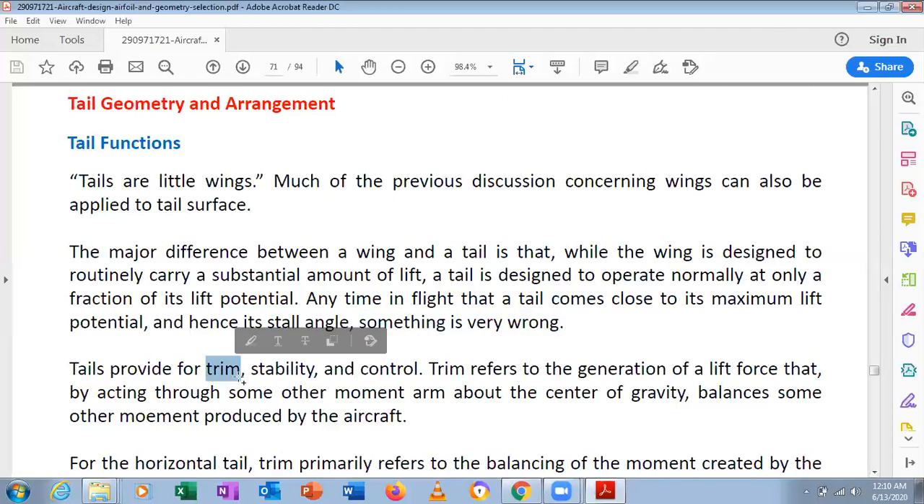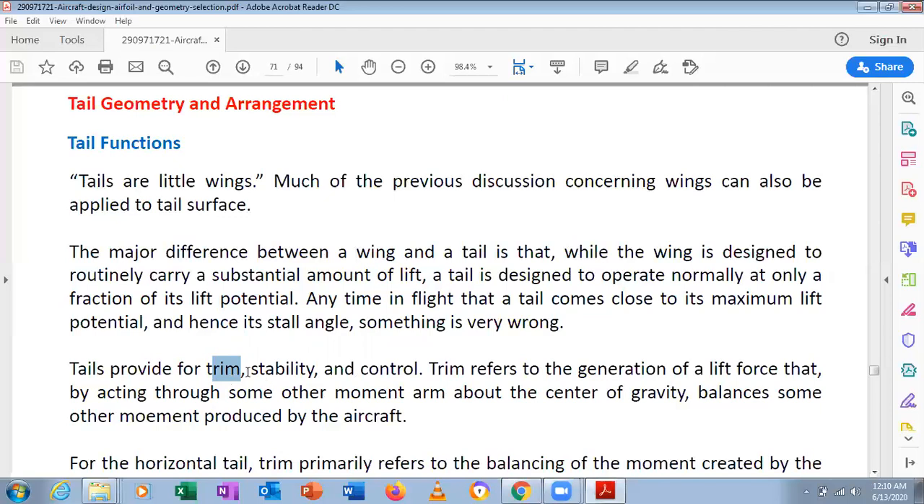What is trimming the aircraft? The trim is stabilizing the aircraft so that the roll, pitch and yaw, all the moments, will be zero at that point. It's called the trim point. Trimming the aircraft is where the pitch, roll and yaw moments are all equal to zero.